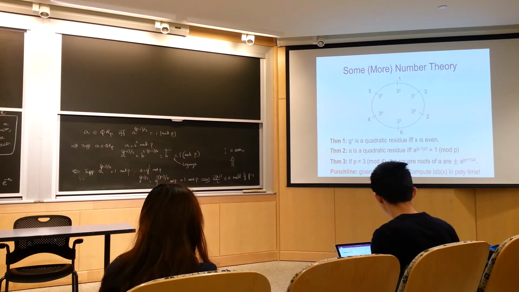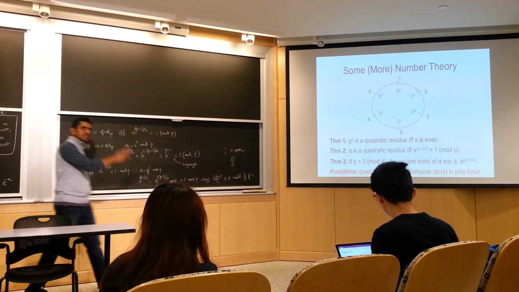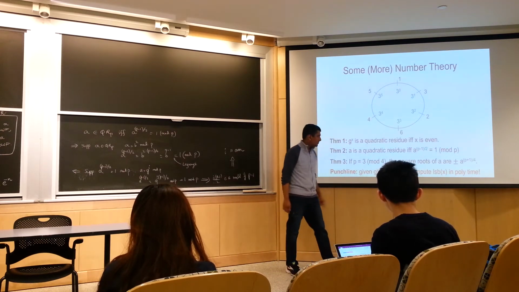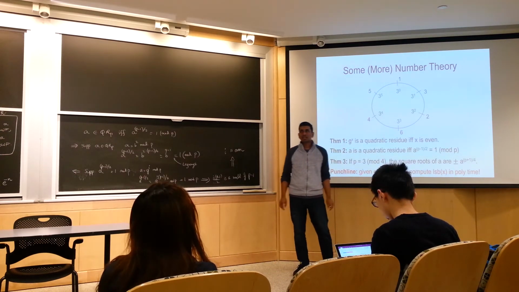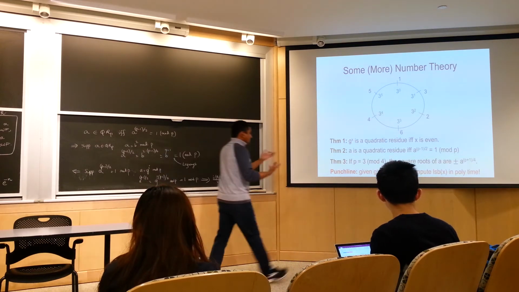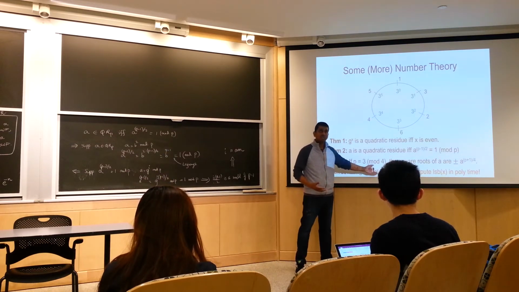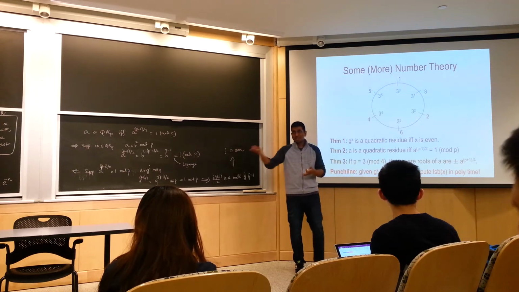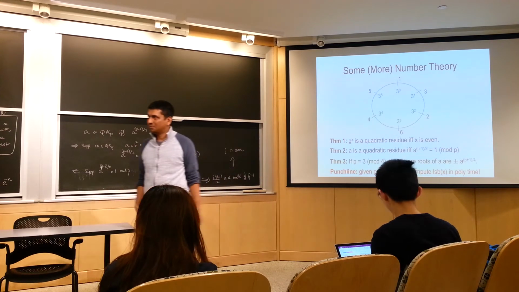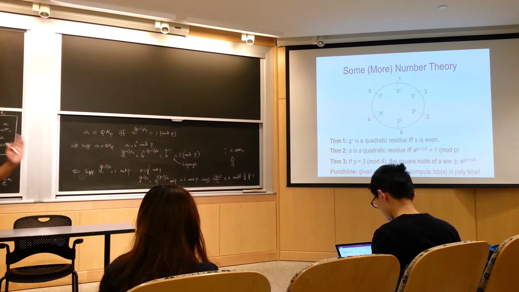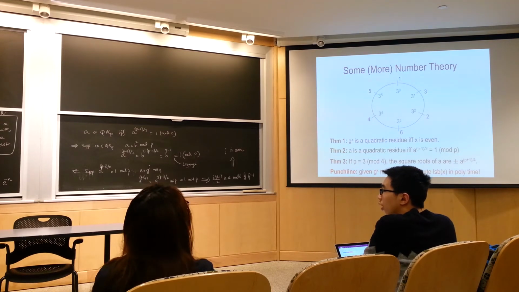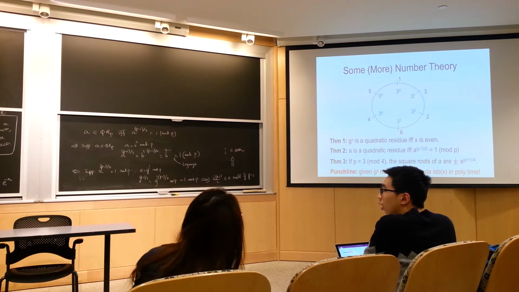So the punchline of all these theorems is that given g to the x mod p, you don't know what x is, but you can compute the least significant bit of x in polynomial time. Why? Because given g to the x, I can compute whether it is a square or not. If it's a square, the least significant bit of x is 0. If it's a non-square, it's 1. There you go. So it is a horrible protocol. It gives you a sense of security, but it isn't secure.